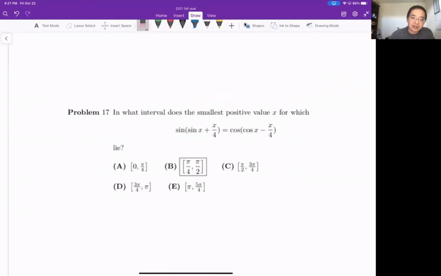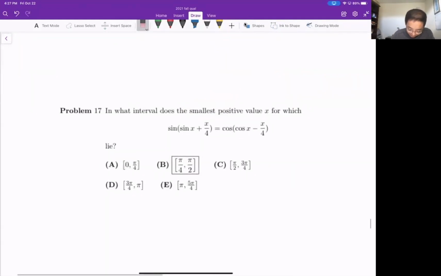Question number 17. The problem asks, in what interval does the smallest positive value x that satisfies the equation sine of this angle equals cosine of this angle?